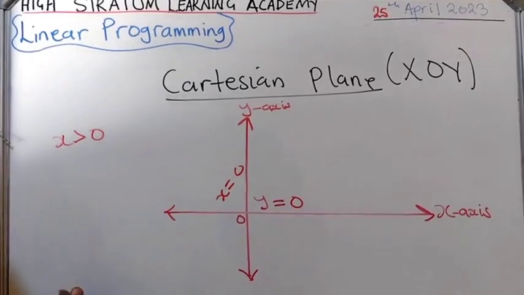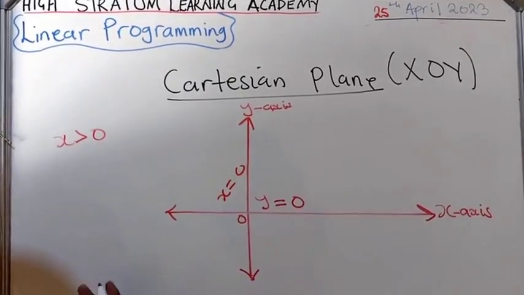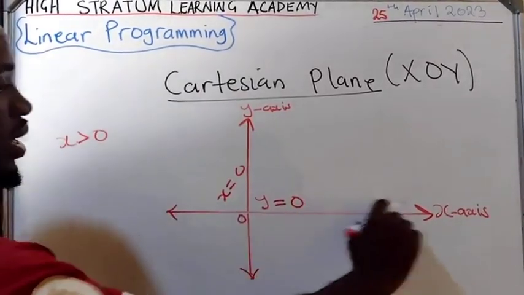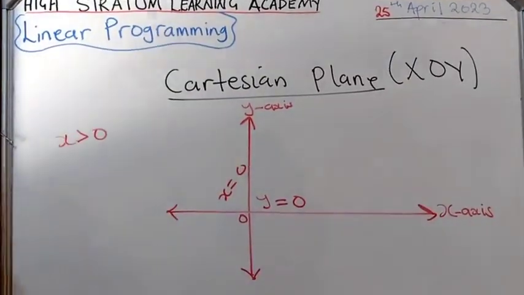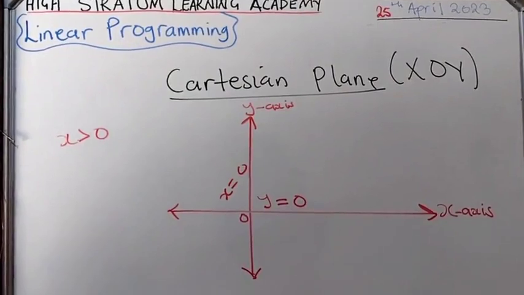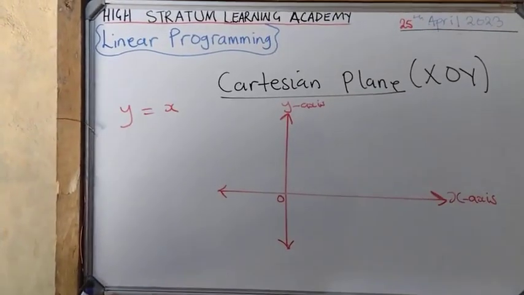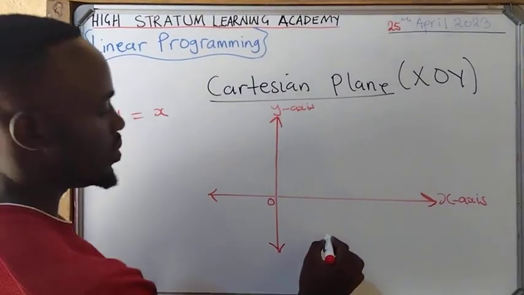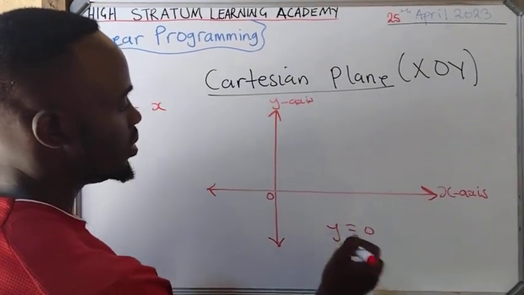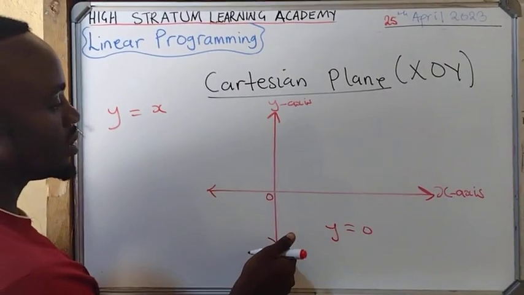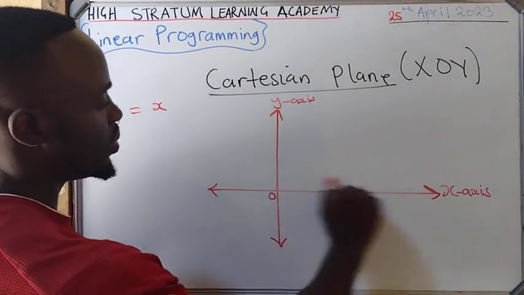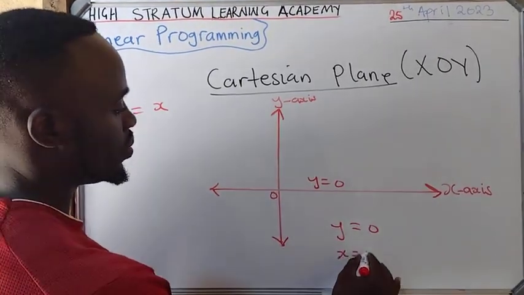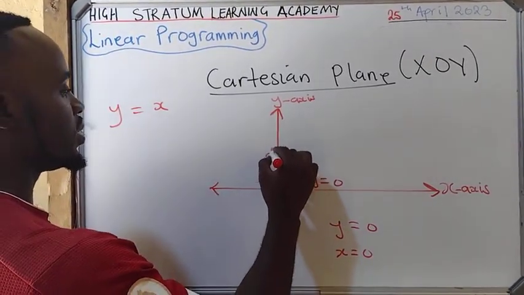I don't want you to be confused. Where is x equal to 0? This is the line x equal to 0. This is the line y equal to 0. So let's look at another property. We have looked at some of the properties, where we said y equal to 0. This is the line y equal to 0. Then x equal to 0. This is the line x equal to 0.